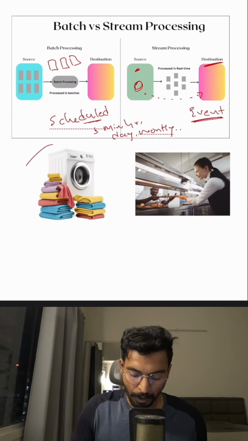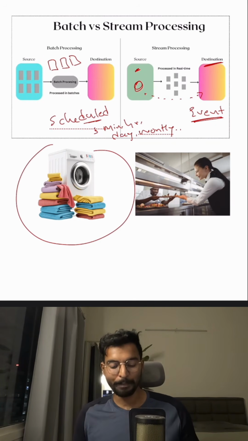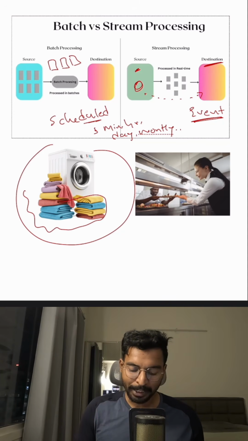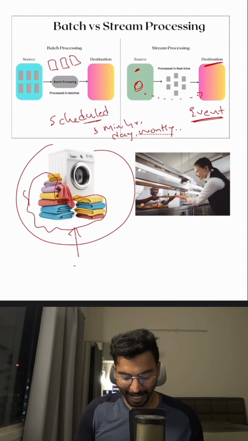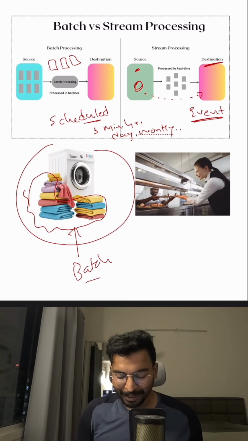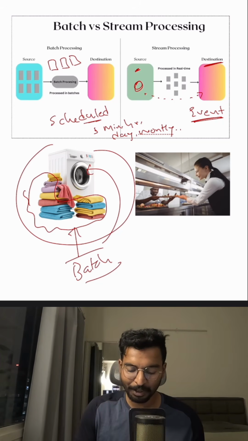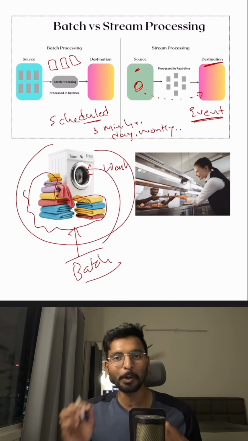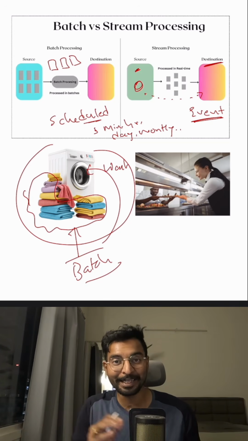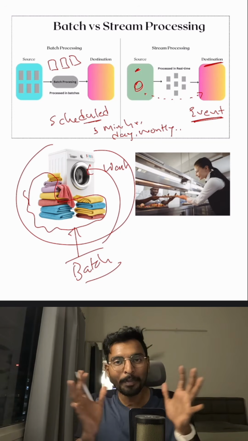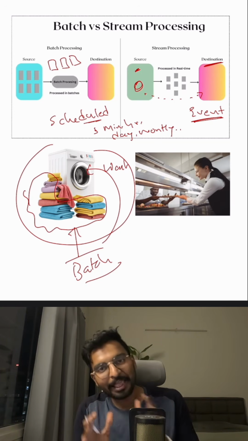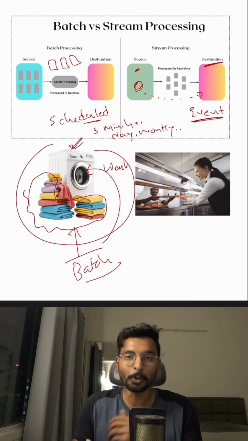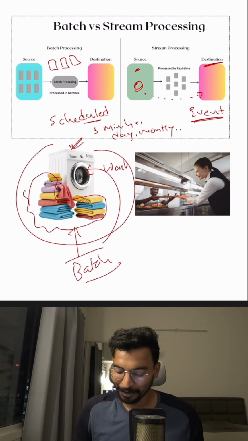Let's take an analogy. Laundry is the best example for batch processing. The reason is all your dirty clothes need to be accumulated as a batch. Only then do you process them with the washing machine, right? You don't put the dirty clothes in one by one whenever they are available. Rather, you accumulate them as a batch and then put them inside the washing machine so that it is utilized in an optimal way.